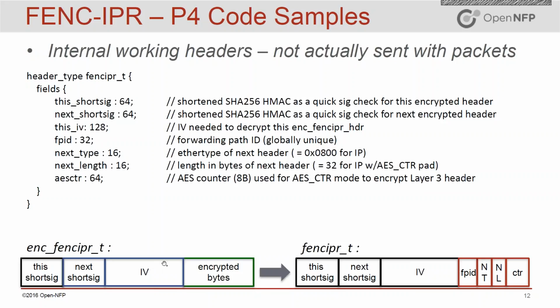And if we decrypt it, we go from this encrypted FENC-IPR header to the decrypted, the plain text FENC-IPR header here. And now here's our FPID for account ID that we can use to route on.